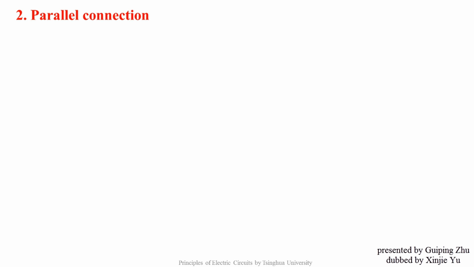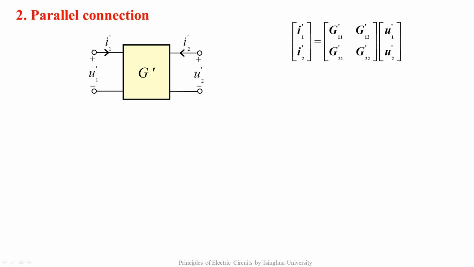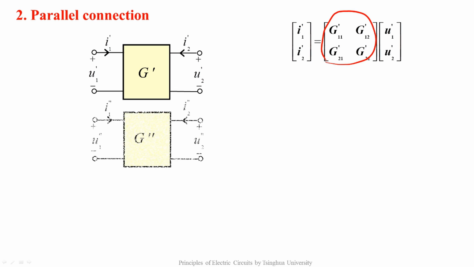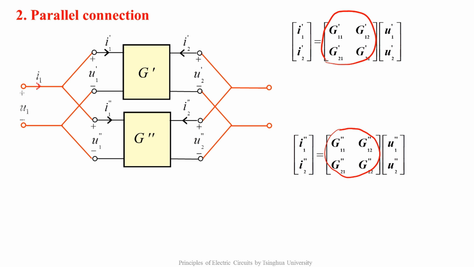The second connection is a parallel connection. For these two ports, G parameters of the first two-port is G prime, and of the second two-port is G double prime. Connecting their inputs and outputs in parallel respectively, we get a new composite two-port network. Now we want to find the G parameters of the composite two-port.